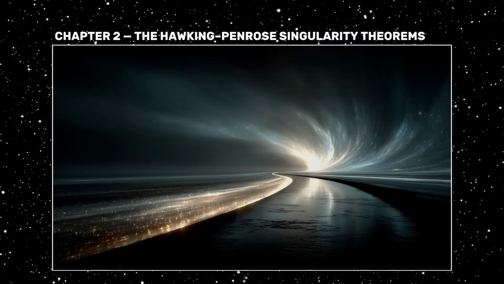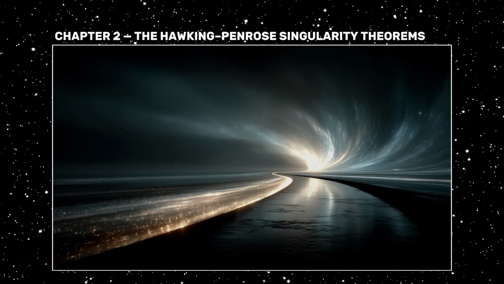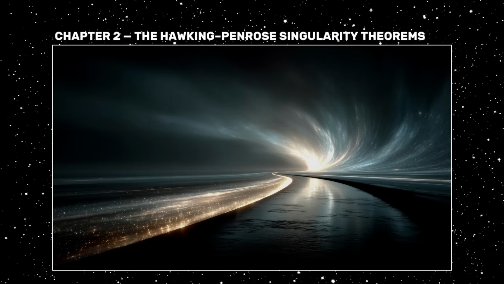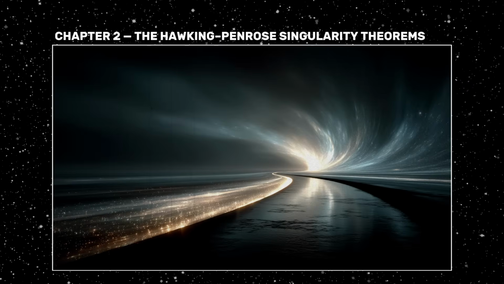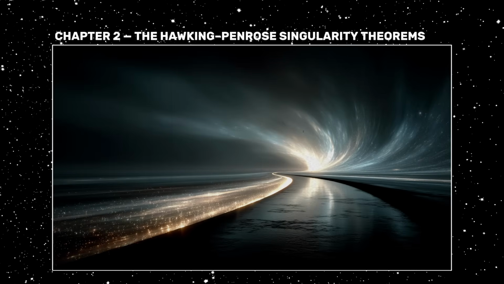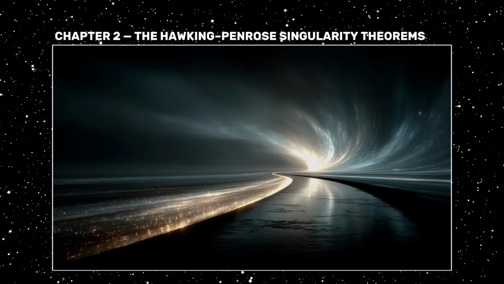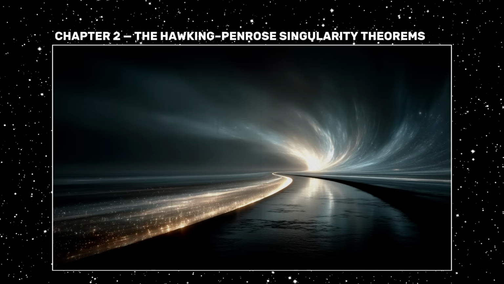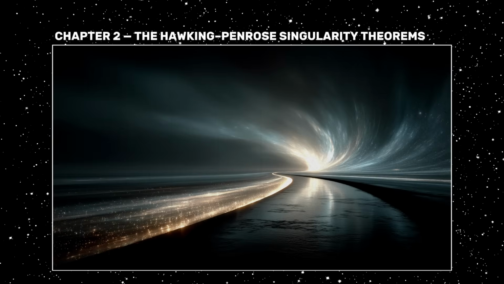Chapter 2. The Hawking-Penrose Singularity Theorems. The early years of modern cosmology were filled with speculation, competing models, and vigorous debate. In the decades after Einstein formulated general relativity, solutions to his equations suggested strange possibilities: universes that expand or contract, stars that collapse beyond recognition, and regions where the known laws of physics break down.